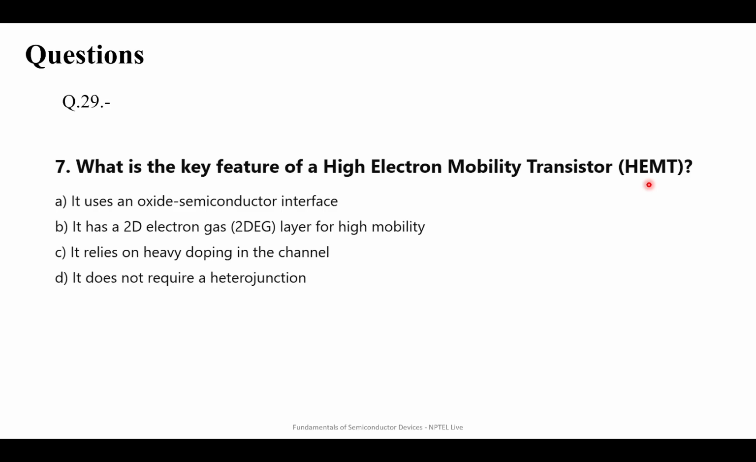Option B. Yes, 2D electron gas, sir. Layer of high mobility. Option B, sir, the answer is option B. Rohit, you want to say something? No, I'm saying that option B is correct. Okay, okay.